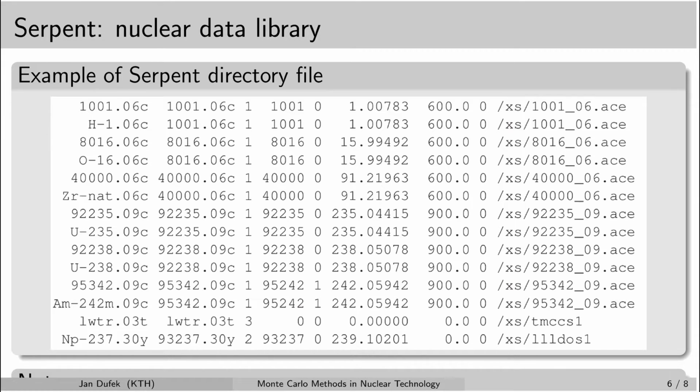So when we look at the alias name, you can see that the ZA identifier is actually reflected in it, and then there is a dot, and after that there is 06, which in fact relates to the temperature 600 kelvins. This is very convenient for separating different nuclides at different temperatures. We can write the temperature into the name, and then the C means that the cross-sections are continuous.